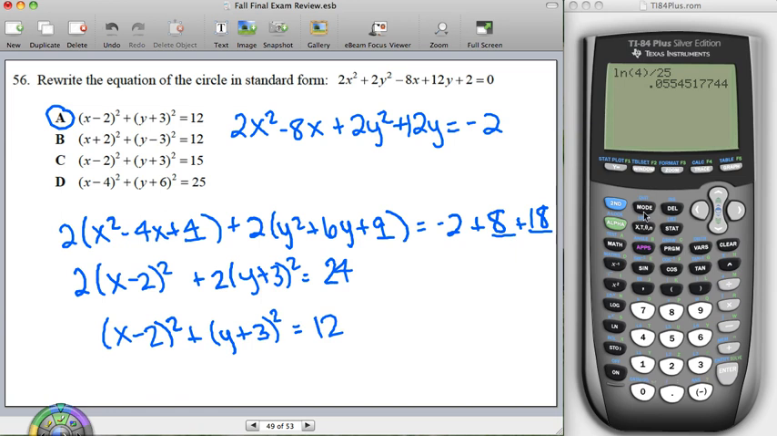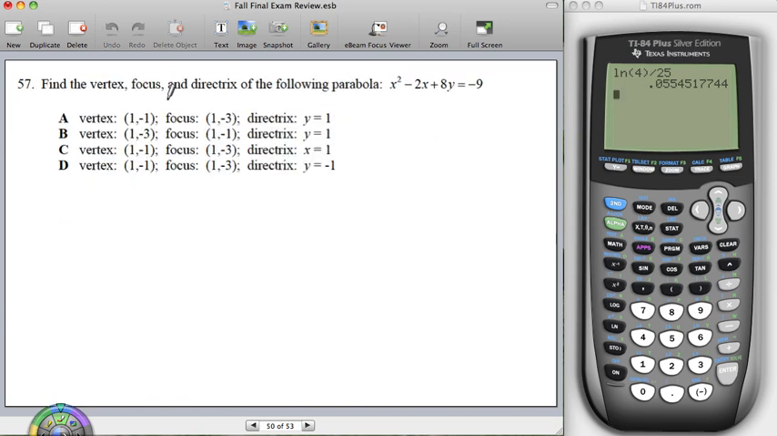Find the vertex, focus, and directrix of the following parabola. So I'm going to go ahead and get it into HK form, that way I can identify p. So I have x squared minus 2x plus a blank equals negative 8y minus 9 plus a blank, gives me 1 and 1. This I can factor, so that's x squared, just kidding, not x squared, x minus 1 squared equals negative 8y minus 8.